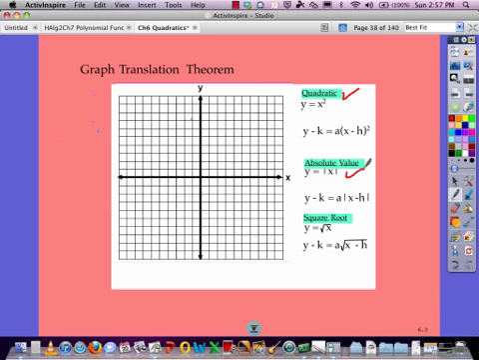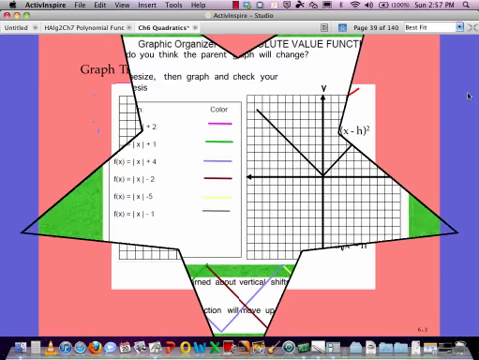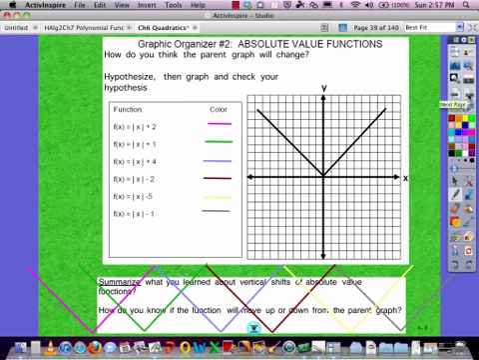Okay? So a little more work definitely with graphs in this section. If we were to go forward and say, look at this. This is an absolute value function, and it says, how do you think the parent graph will change? So we'd like you to hypothesize, but before you hypothesize, you want to look for a pattern.